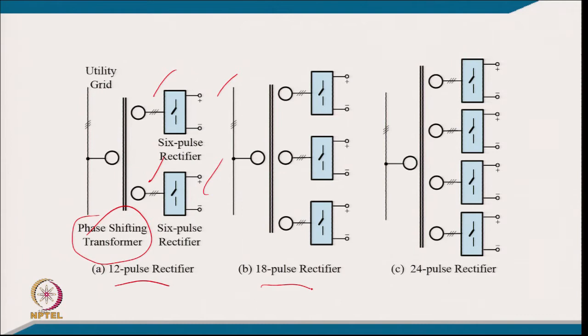Then in 18 pulse, of course, we require 3 converters, and the phase shift is 60 by 3, that is 20°. So you can have plus minus 20 and 0°, and that is the reason you have 3 converters in 18 pulse. And 24 pulse requires 4 converters, with 60 by 4, that is 15° phase shift between them, maybe plus minus 7.5°, or 22.5° plus minus. Since the outputs are isolated, you can connect them either in series or parallel, according to the DC voltage you want to get from them.